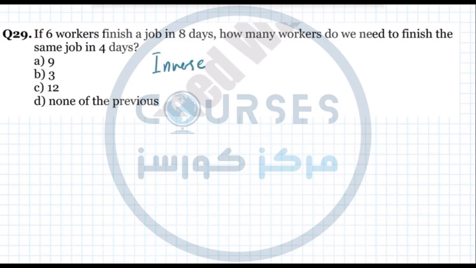So how do we do it? Same exact thing. Here are workers, and we're comparing them with days. So 6 workers in 8 days. How many workers? So he's asking about the workers. Do we need to finish the same job in 4 days? That's what I told you, L multiplication.